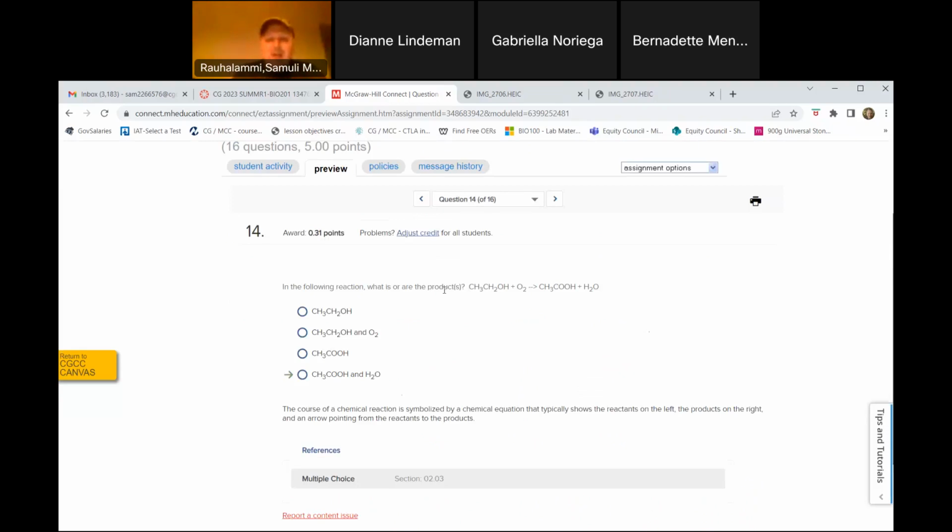So on this question, next question, we're seeing a reaction. And in a reaction, we always have stuff going in to the chemical reaction. That's typically on the left-hand side of the chemical reaction. And then we have stuff coming out of the chemical reaction.